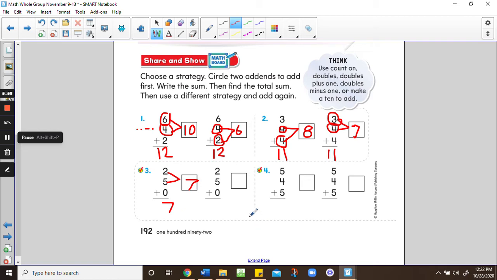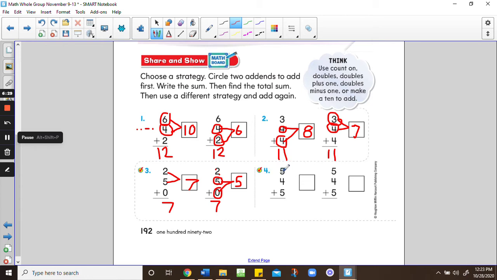Easy peasy. Since we added the 2 and the 5 first, now we're going to add two different numbers. Now I'm going to add the 5 and the 0. Well, I know that 5 plus 0 is 5. And then it becomes a count-on problem. 5, 6, 7. Same answer, same numbers. We just picked different numbers to add first.